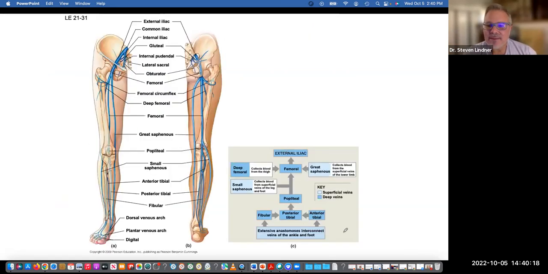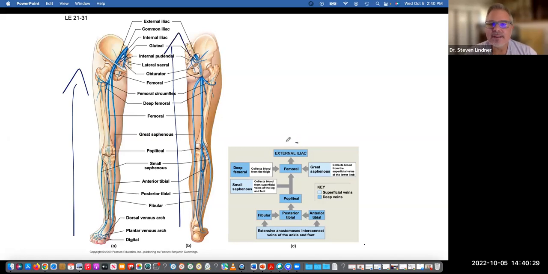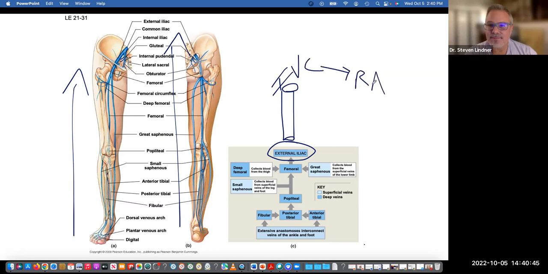So again, we have to start at the bottom and we have to work our way upward. So things will eventually lead into the external iliac, and that will find its way into the inferior vena cava, which will find its way into the right atrium.